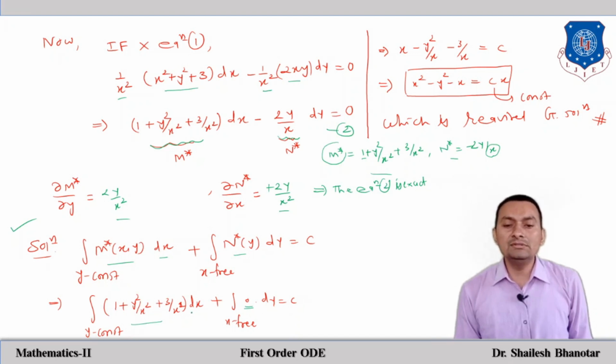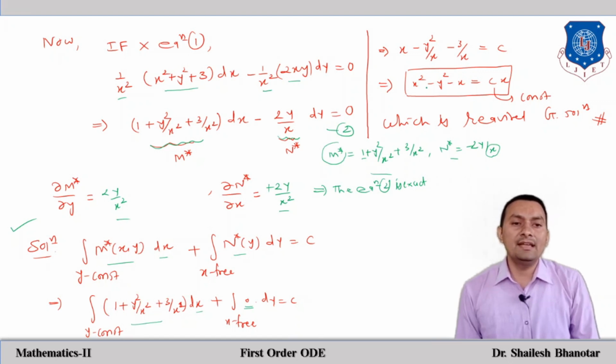So let us do the integration with respect to x, keeping y constant. It will be x minus y square by x square integrated, but we are integrating with respect to x, so it will be minus y square by x. And 3 divided by x square, so the answer will be minus 3 by x, equal to c. Just take the LCM x, so I will get x square minus y square minus 3 equals cx, where c is the constant, and this is the required general solution.